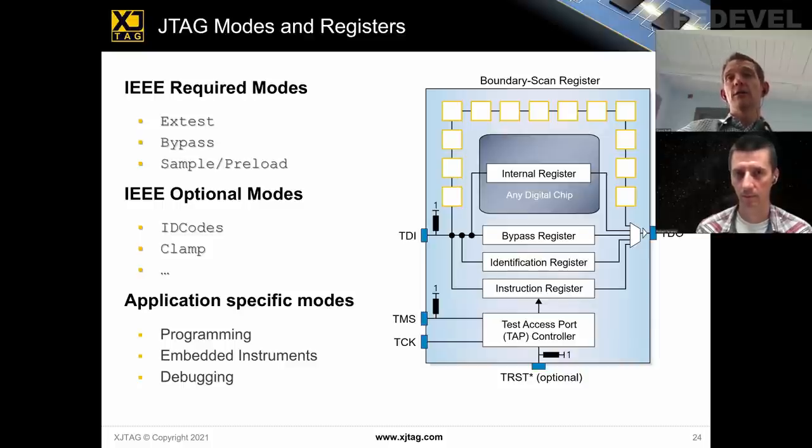You do a scan to set your default pins of your X-test register, and then you enable clamp, and that puts the bypass register between TDI and TDO. So it makes your chain as short as possible, but keeps you in boundary scan mode. Nice. What are embedded instruments?